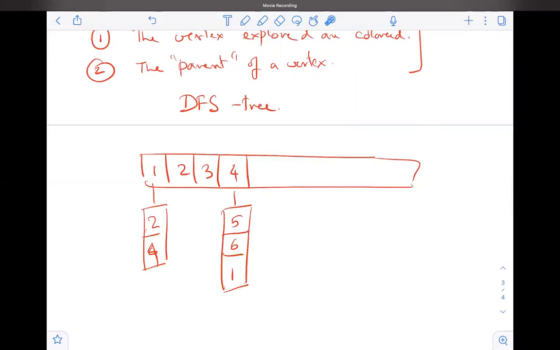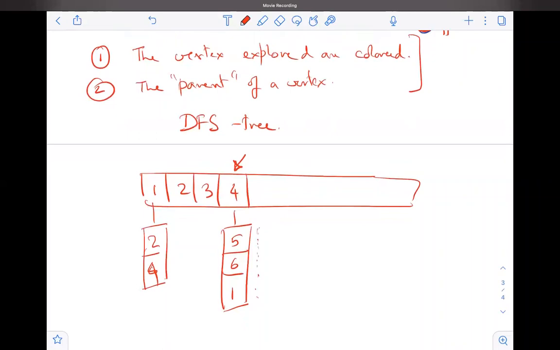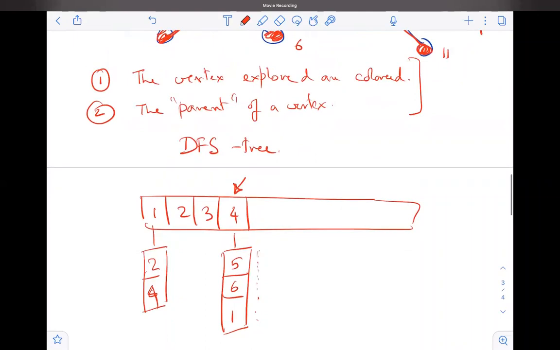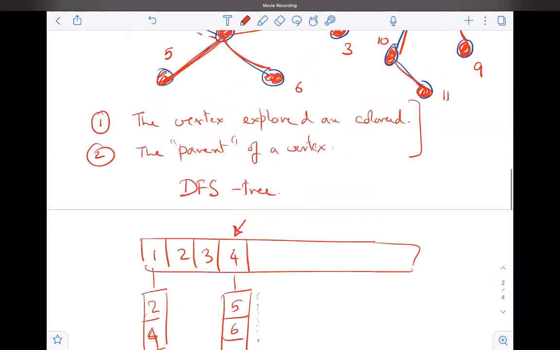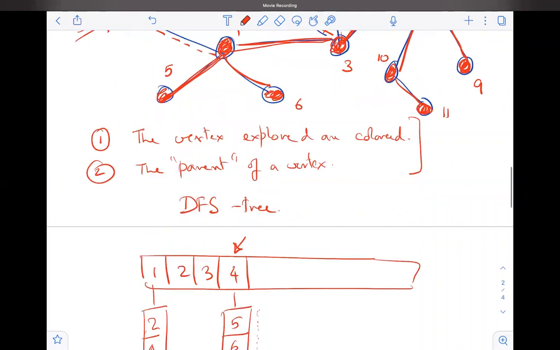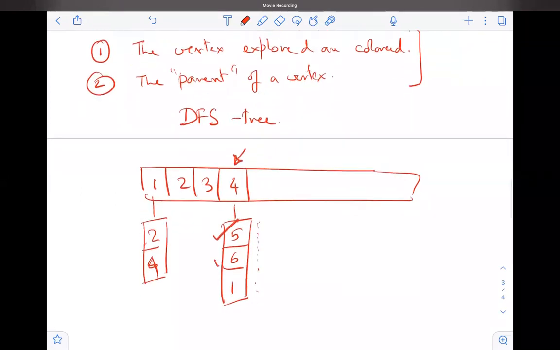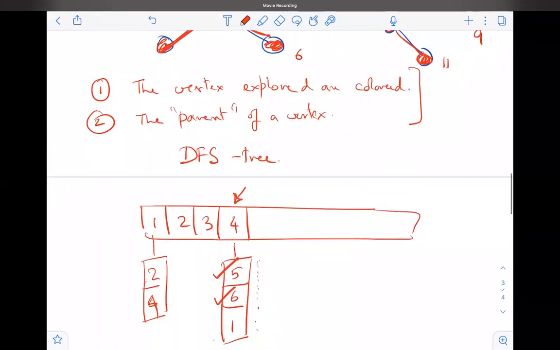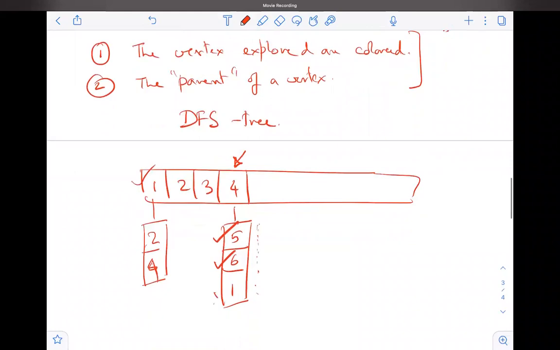So when we are dealing with the 4th vertex, we will go over all the possible neighbors of 4. Is there any unexplored neighbor? So first we will go from 4 to 5, then 5 will be ticked, then 4 to 6, then 6 will be ticked, and then I'll have 4 to 1, but 1 is already ticked because of some other reason, and that's why I will tick it here. So I will basically be going over the whole graph.